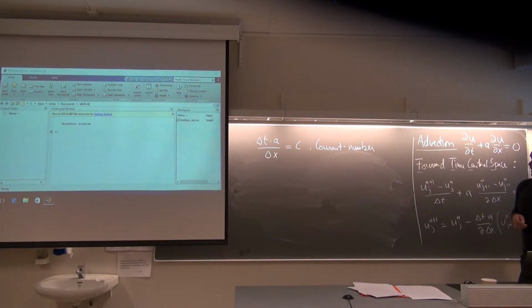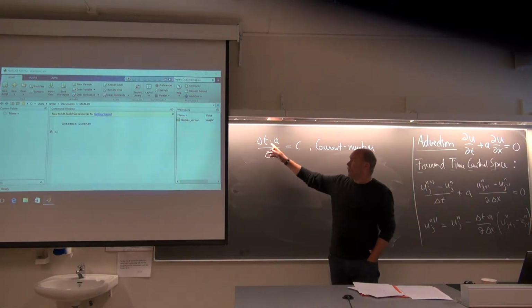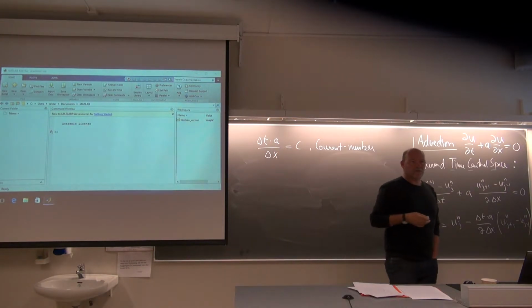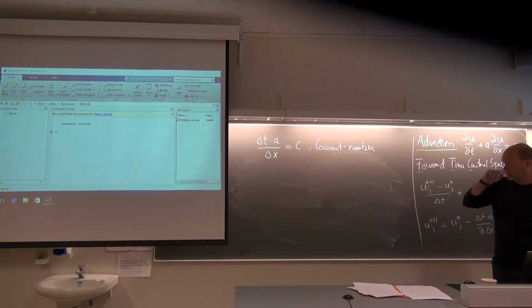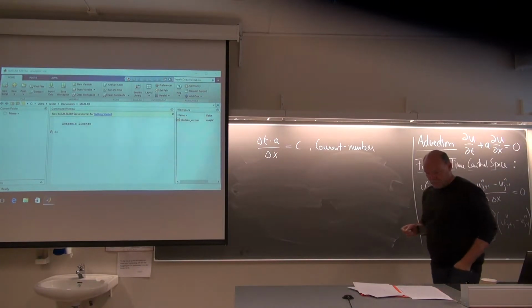So what's the dimension? Well, you have time multiplied with a velocity. That's going to be a distance, then divided by delta x. This is non-dimensional. So then we can find our Courant number here, like that.